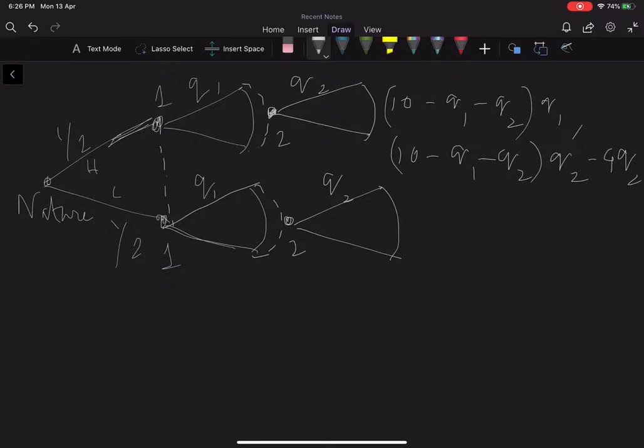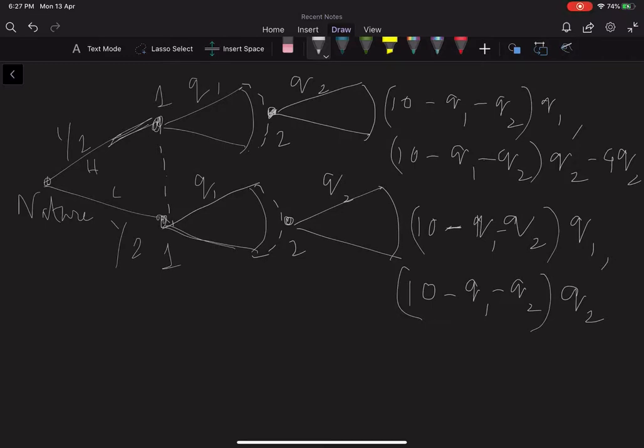Okay, this is the payoff in the top node. In the bottom node, it's the same for firm 1, because firm 1 always has zero cost, and firm 2 here has zero cost. This times Q2. Okay, so this is the payoff. So this is the entire extensive form expression of this incomplete information simultaneous move game.